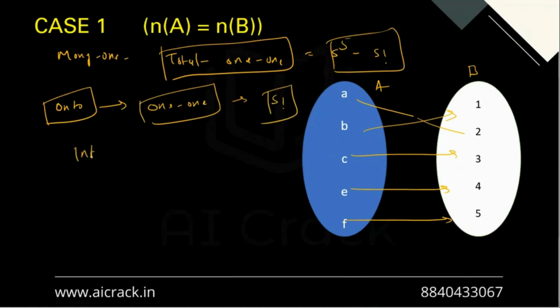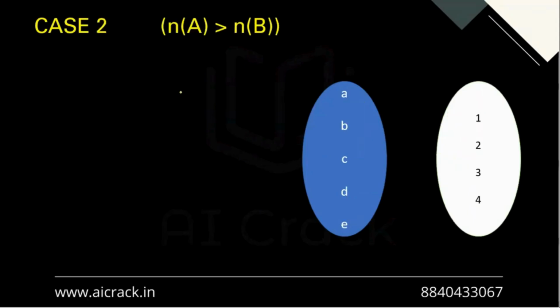And same with into functions. What would into functions be? 5 raised to 5 minus 5 factorial, total minus number of onto functions. So our case 1 is over. Now let's talk about case 2, and that is the trickiest case.